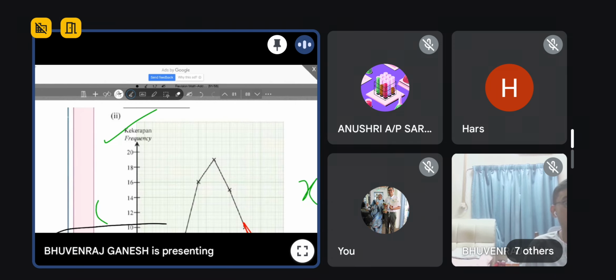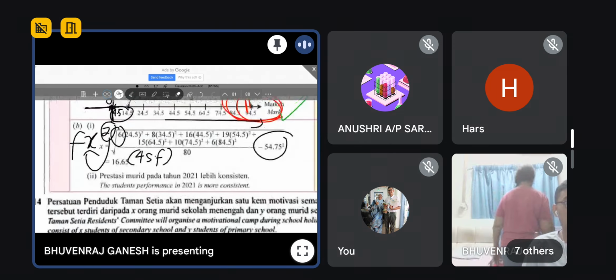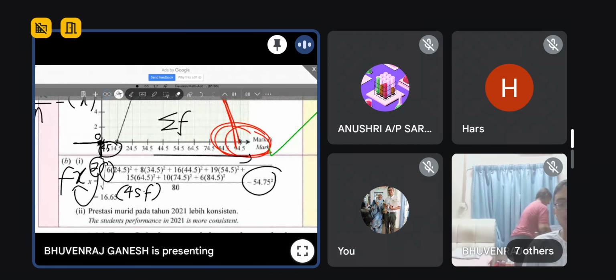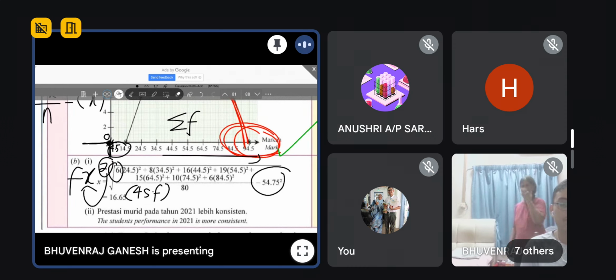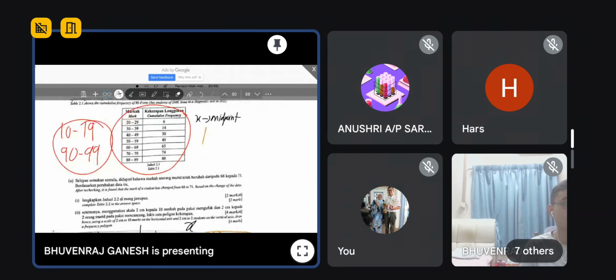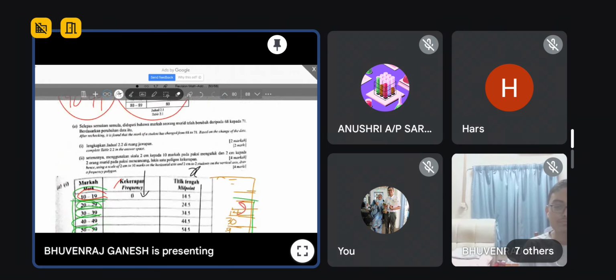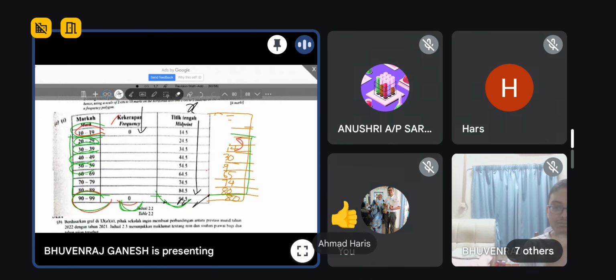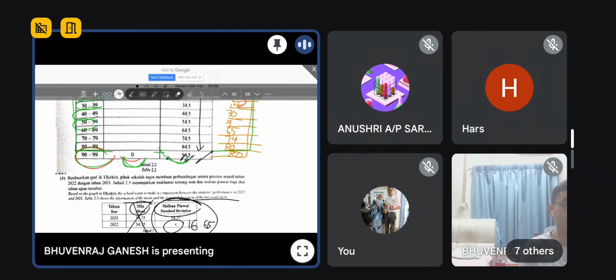So the answer will be this one. The student performance in 2021 is more consistent because standard deviation is lower. Okay, guys, can you all get it? For question number 13, can understand? Can everyone? Okay.